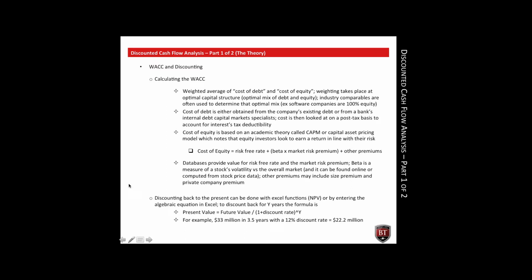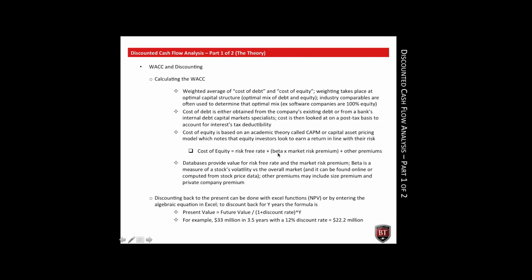So the formula, which I'm going to highlight: cost of equity is a risk-free rate, something like a 5-year or 10-year treasury, plus beta, and I'm going to go into that in a sec, times a market risk premium. Market risk premium is the historical return of stocks above the risk-free rate, and there are databases that provide that number for us. And beta is specific to the actual company we're looking at.